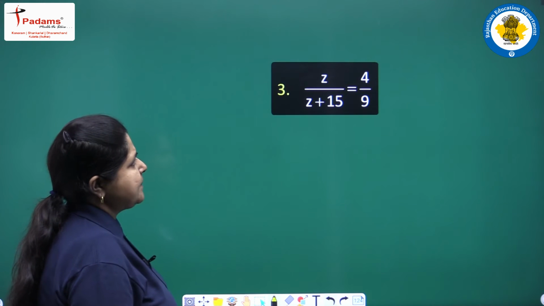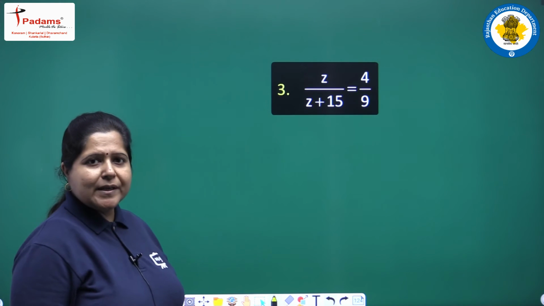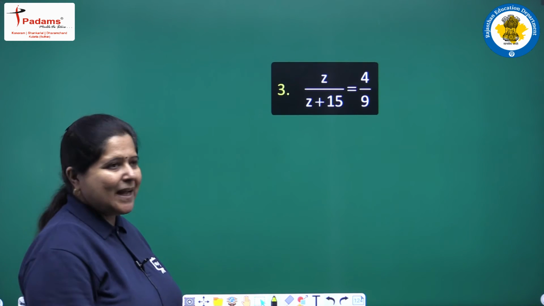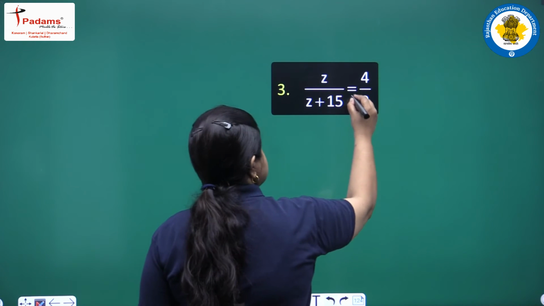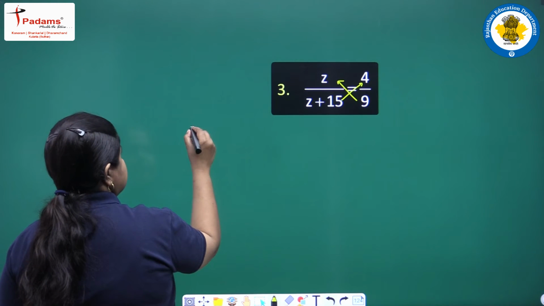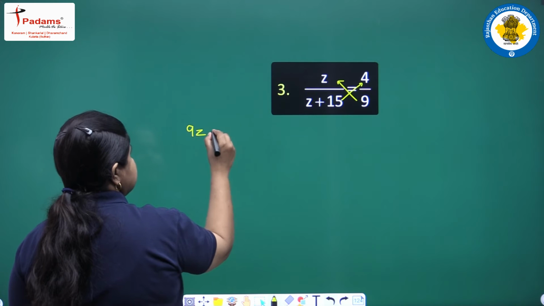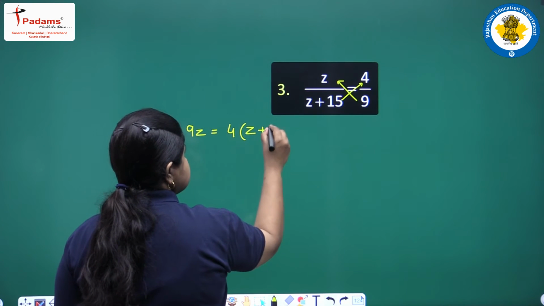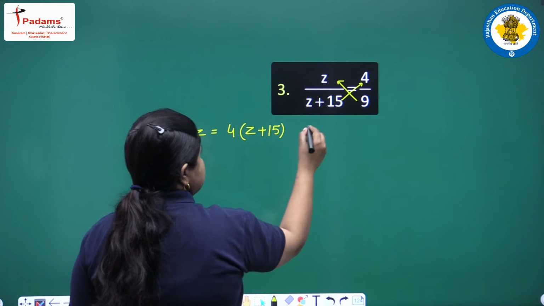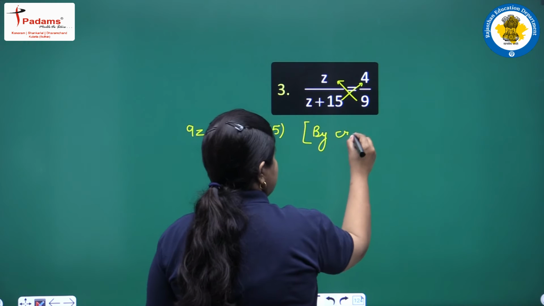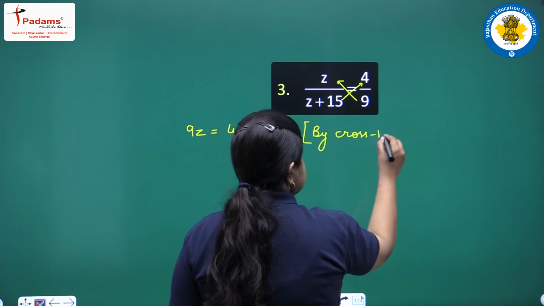z/(z + 15) equal to 4/9. Once again, yes, cross multiply. We will cross multiply. We will get 9z equal to 4 into (z + 15). You can write here by cross multiplication.